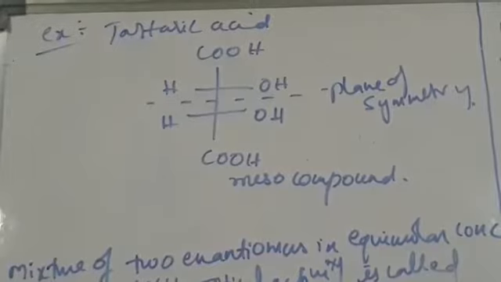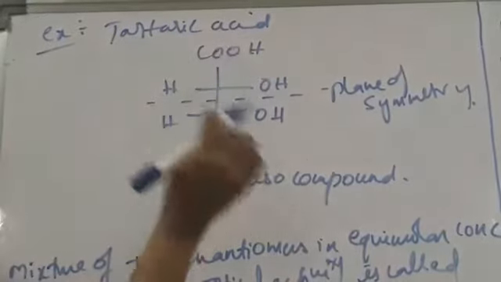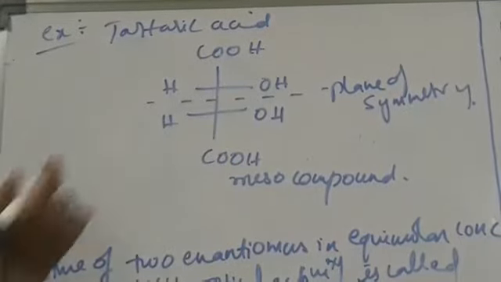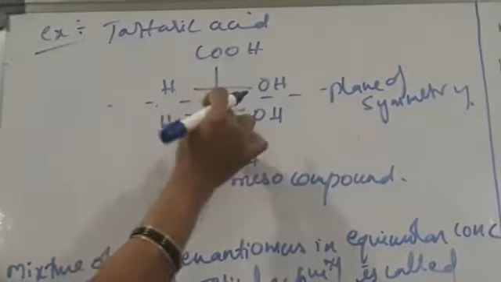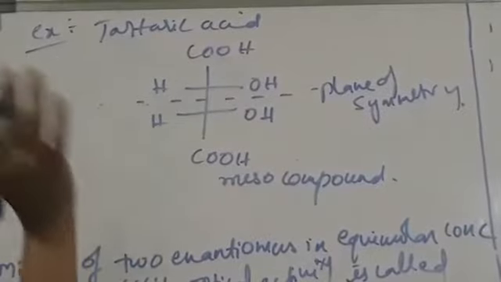2,3-dihydroxybutanoic acid. Okay? So, here, 2,3-dihydroxybutanedioic acid, that is tartaric acid. Two COOH groups are there. Here it has a plane of symmetry. So, this plane can separate tartaric acid into exactly two equal halves.